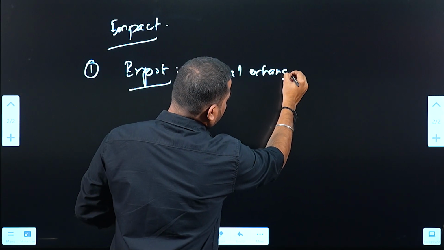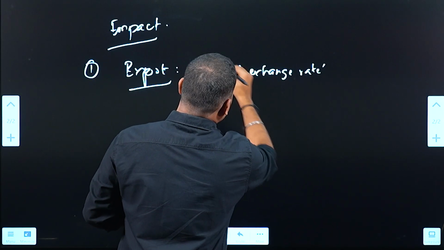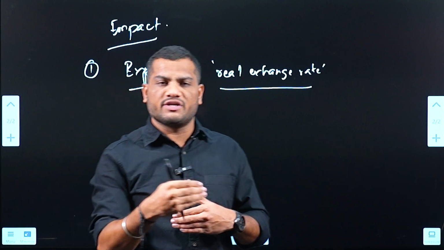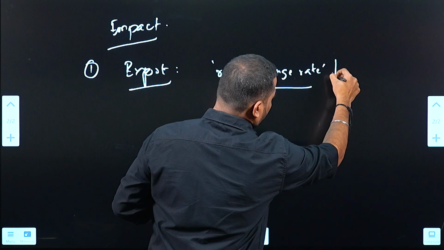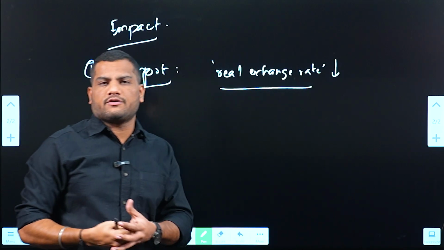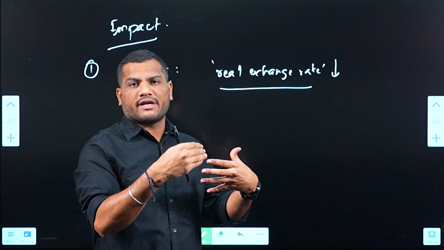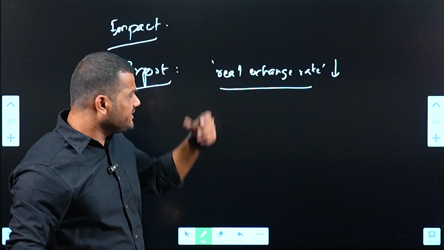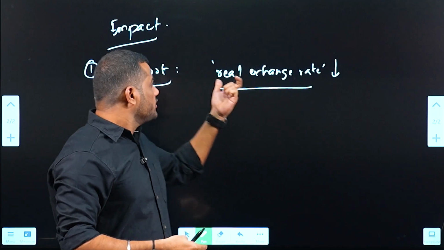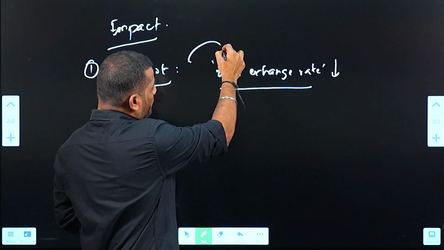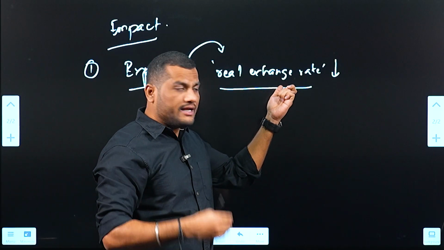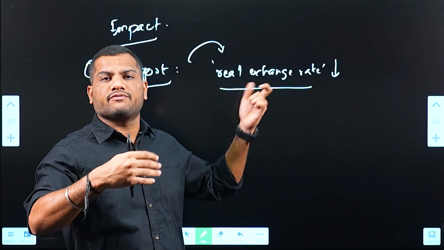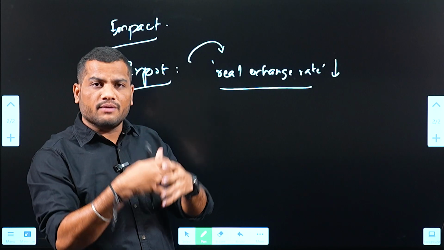The real exchange rate evaluates the competitiveness of Indian exports. Whenever the real exchange rate comes down, the competitiveness of Indian goods in the international market increases. It is an inverse relationship, right? So whenever the rupee depreciates, the real exchange rate goes down. Because the real exchange rate declines, the competitiveness of Indian goods in the international market increases.